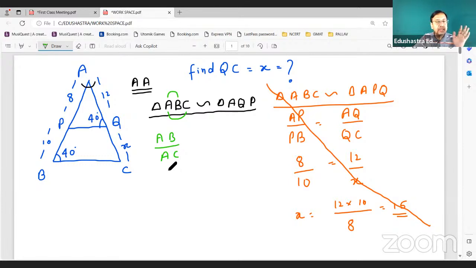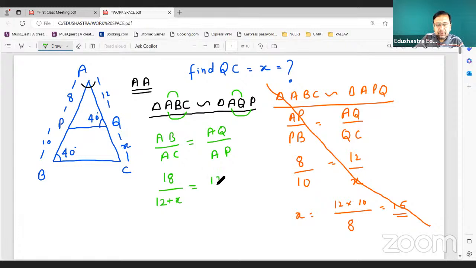There is no need to check what values are given, right? You can directly take this: first, second, and this is first. So this ratio should be equal to AQ to A. Done? So now the values: how much is AB? 80 divided by AC. How much is AC? 12 plus X is equal to how much is AP? This is 12 divided by AP.